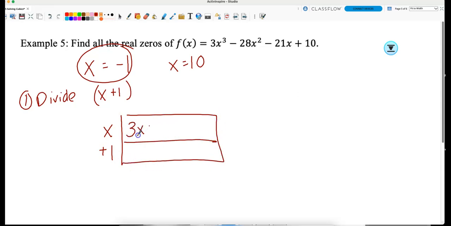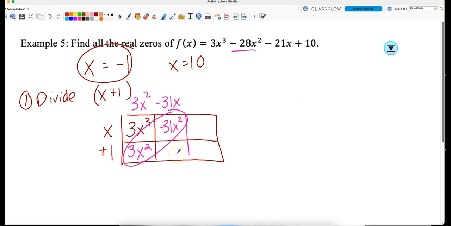My first term goes in my first box. And let's divide everything by an x plus a 1. I will get 3x squared. Bottom box would be 3x squared. I do not want a 3x squared, I want a -28. So I need a -31, because -31 plus a 3 will get me to a -28. The top will be a -31x.